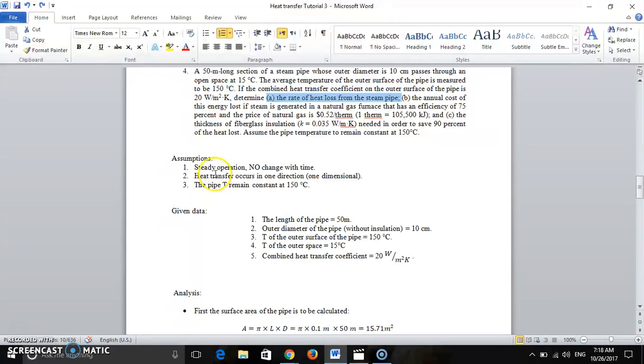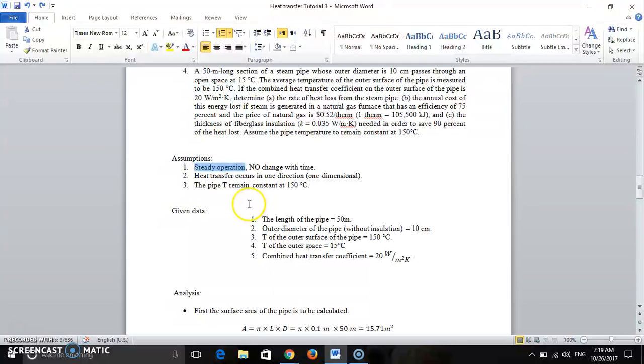Of course, we start with stating our assumptions. First of all, steady operation. Heat transfer is one-dimensional. It occurs only in one dimension, from inside the pipe to the outer surface in the radius direction. The pipe temperature remains constant at 150 degrees Celsius. This assumption is given in the question. The outer surface temperature of the pipe should remain constant, which is 150 degrees Celsius. And this is normal since we are talking about steady operation.